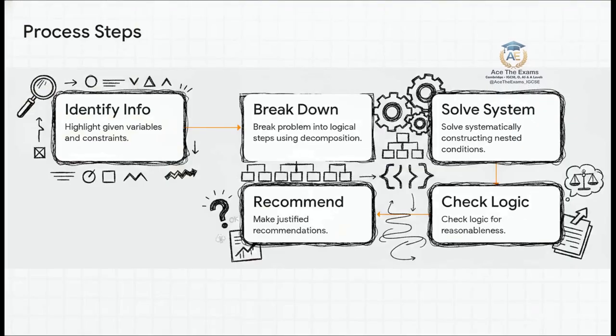This is your systematic blueprint for consistency under intense exam pressure. Let's look at the 5 pillars of your problem-solving process. First, identify the given information. You need to be highlighting those variables and constraints the second you read the prompt. Second, break the problem into logical steps using decomposition. Third, solve it systematically, constructing your nested conditions one layer at a time. Fourth, check your logic for reasonableness. Ask yourself, does my if statement actually make sense in the real world? And fifth, make justified recommendations.